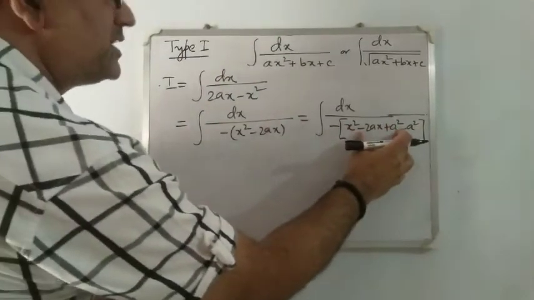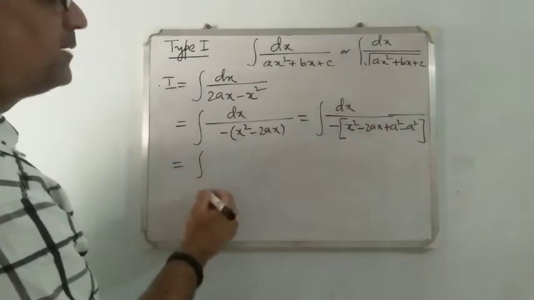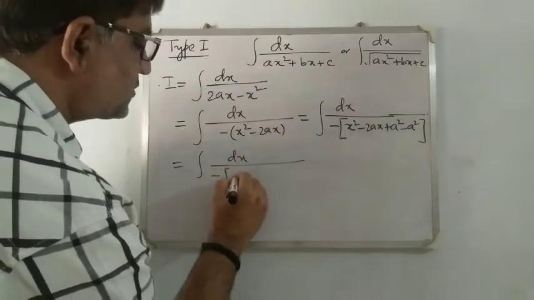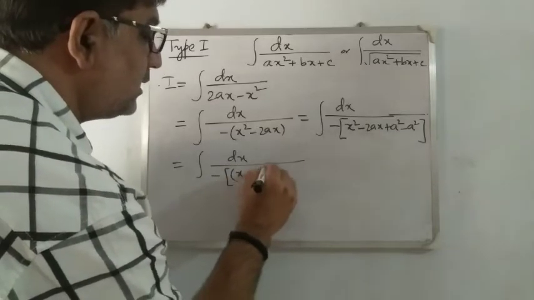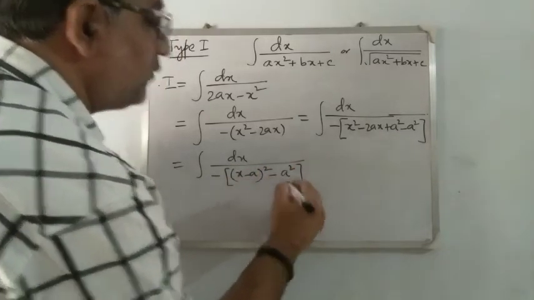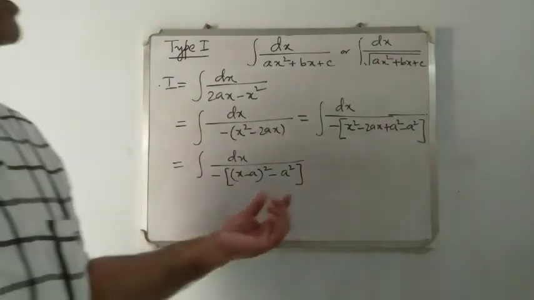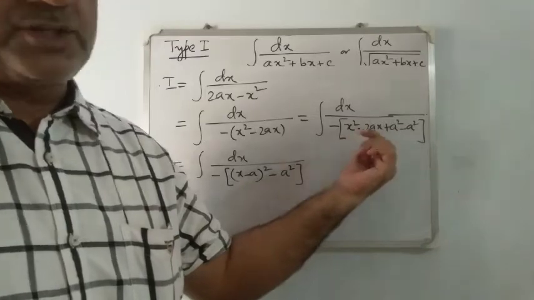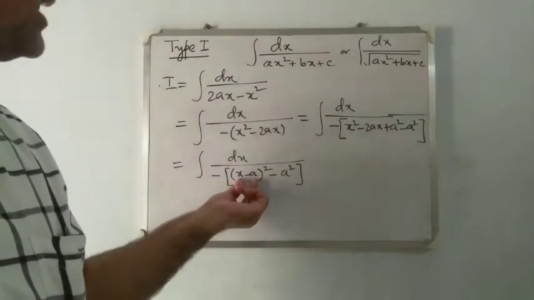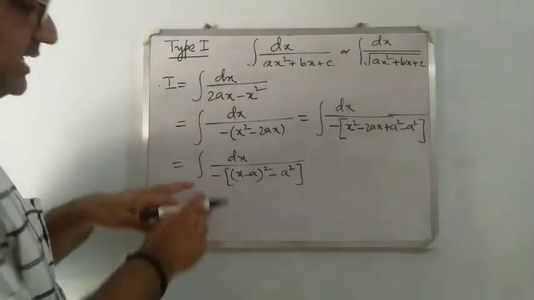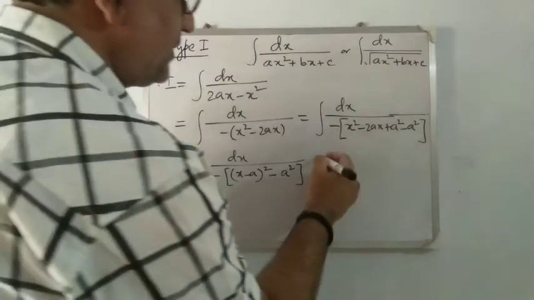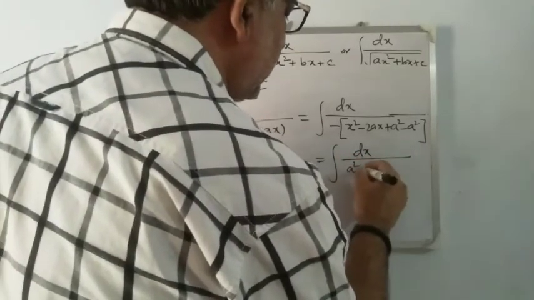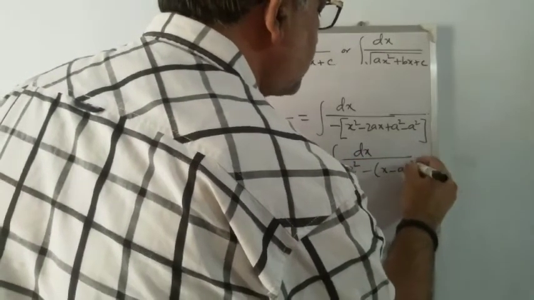Now you see here, this one is a whole square. You will get integral dx by, that is minus (x minus a) whole square minus a square. Now one more thing you must take into account, that you should not write a minus x whole square. Remember it. You always try to write (x minus a) whole square. Now take this minus within this bracket. What happens is equal to integral dx by, that is a square minus (x minus a) whole square.